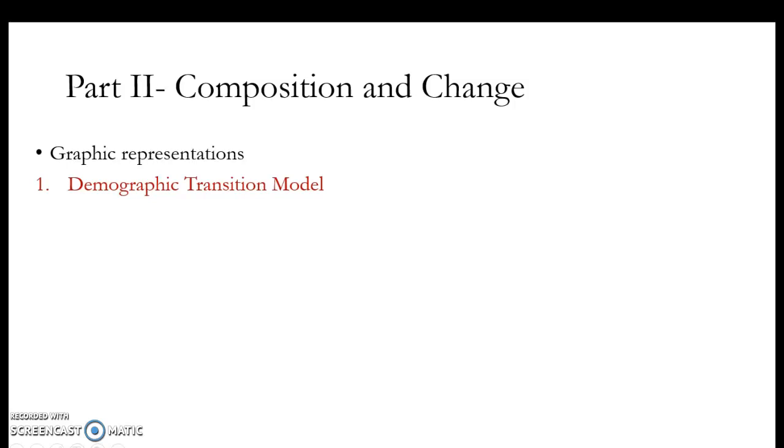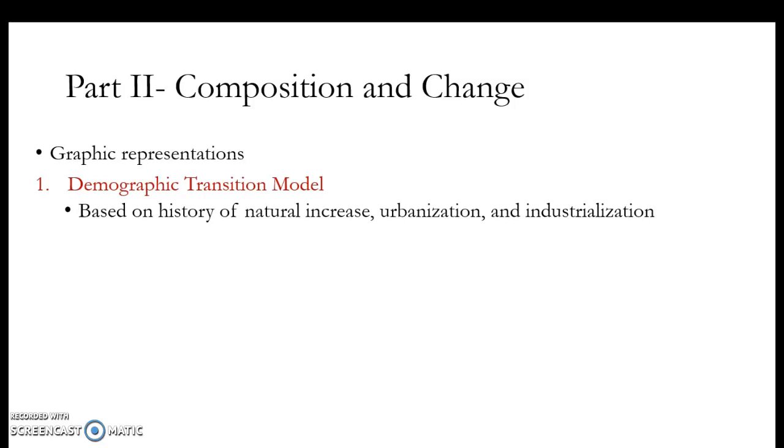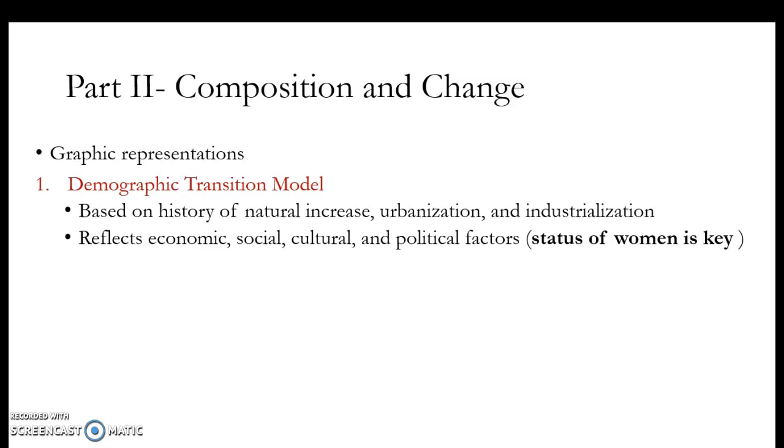The first model we're going to examine is known as the demographic transition model. And this model is based on the history of population change as we view it through natural increase, urbanization, and industrialization. So right away, we should recognize the key factors here. One, we're measuring births minus deaths for natural increase, and then we're looking at the economic factors of urbanization and industrialization. As we go through the model, we're going to see how these different economic, social, cultural, and political factors influence the trajectory of our different populations.